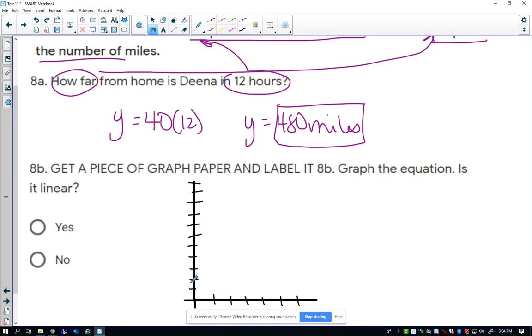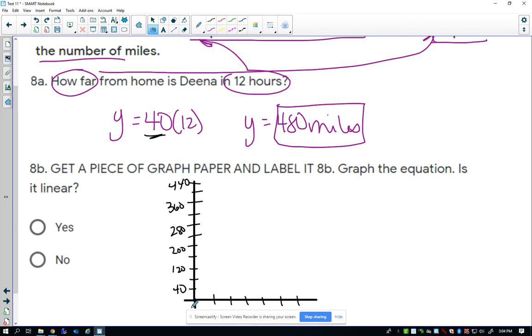changed your scale, or I could change my scale so it's counting by 40s since that's what I'm using here. So if I said this was 40, 80, 120, 160, 200, 240, 280, 320, 360, 400, 440. So I'm really close that way.